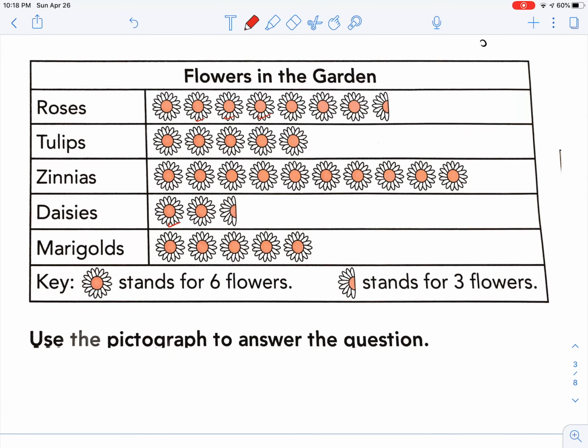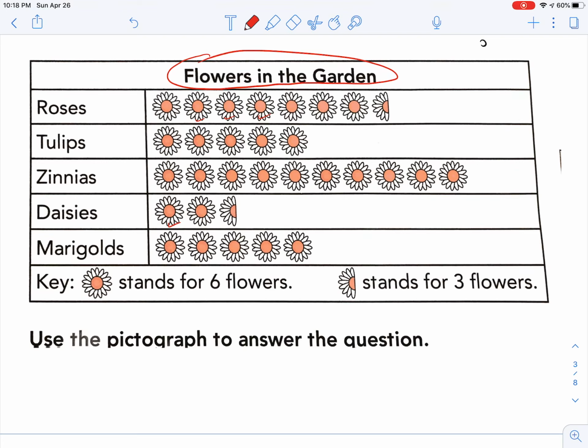Okay, we're going to talk a little bit about interpreting charts, tables, and graphs. And this first one is what we call a picture graph. It's an actual graph that uses pictures to help give information out. And it's always good to become familiar with the graph. All charts, tables, graphs need titles.